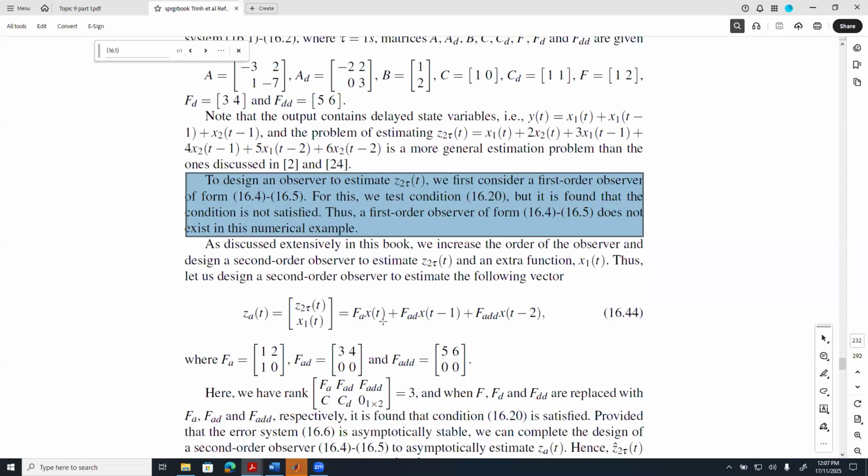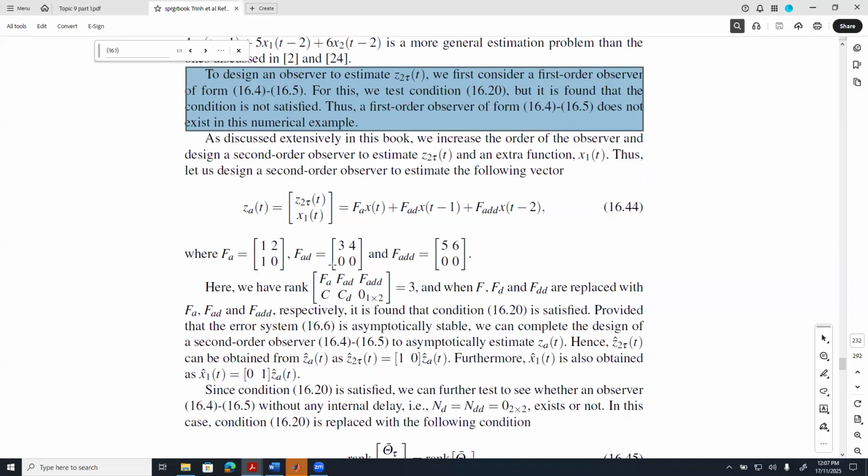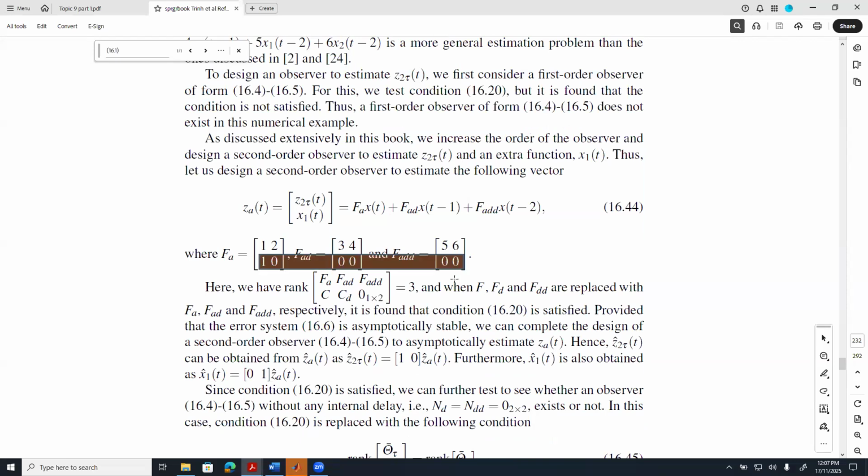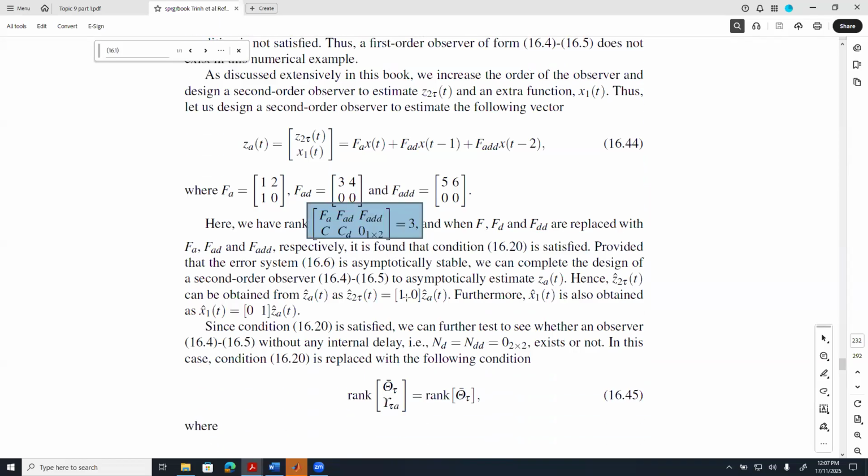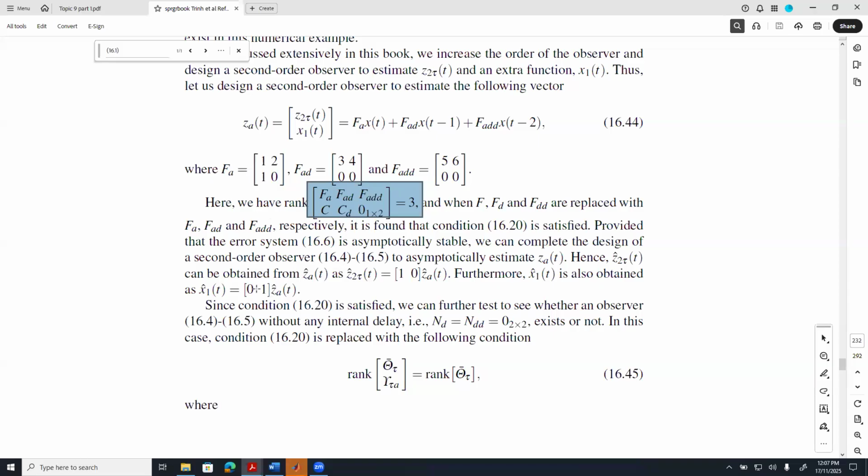So we then increase the order. And when we increase the order, that's where we can exploit the freedom in selecting the row in here. Now, in here, we just pick the row, and for this example, just pick one in there. We found that the rank is full, and then we can say, all right, if the condition exists and if it results in a stable observer, then that's where we can say we got a second order observer. So we test the condition and we found it satisfied.